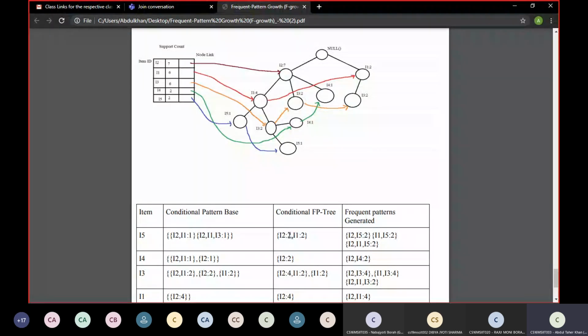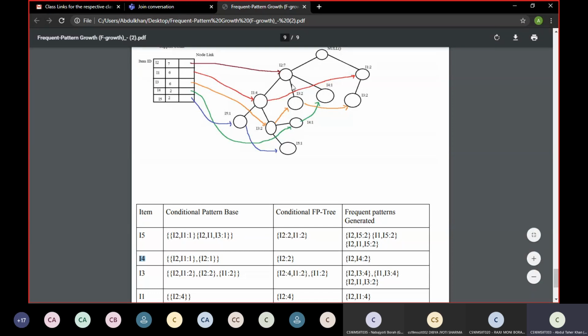Okay, next we have I4. We have to traverse to I4. Where is I4? Here, one I4, right? One I4, right? Here also one I4, right? Okay, three I4 are there. So first we'll go to I2, then we can get I4, right? Then from I2 to I1, means I2 to I1 directly 4, we are getting 4, right?